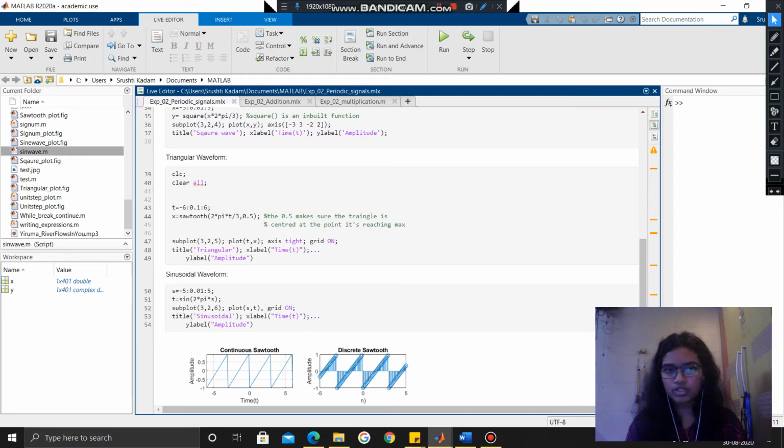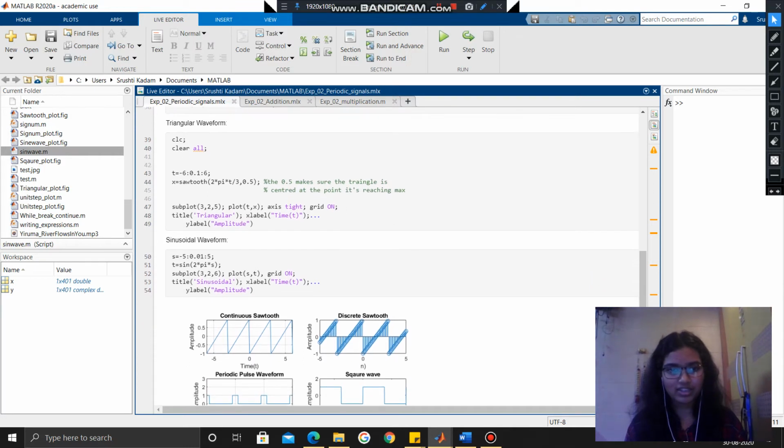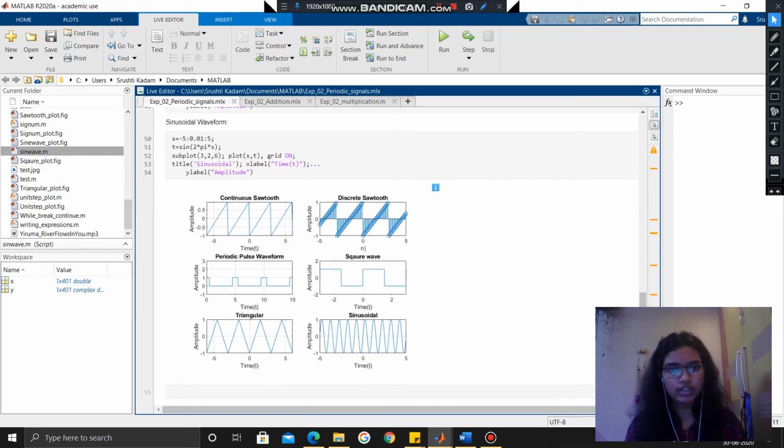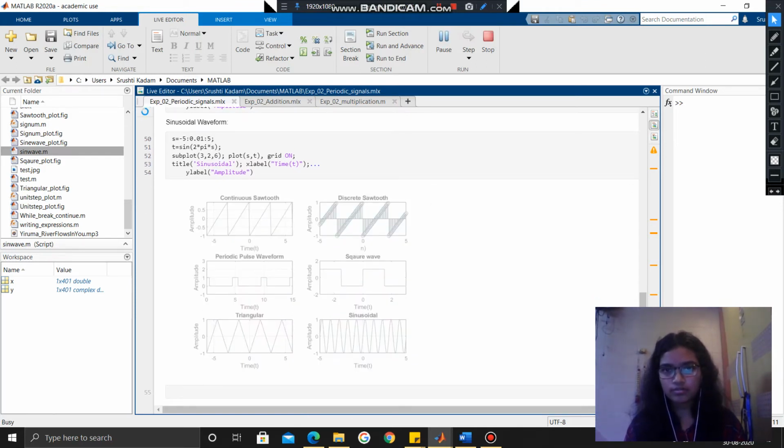Then we go to the triangular waveform. The triangular waveform is just where I have converted a sawtooth centered at the point where it's becoming maximum. That is, instead of an inclined triangle, it has become a proper triangle. Then we go to the sinusoidal waveform. And these are our curves. We'll run this. It's running.